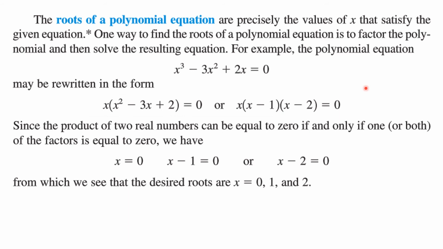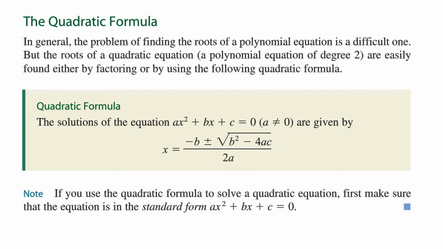For example, here, first thing you do is factor out the common factor, and then you continue factoring. So this will factor into x times x minus 1 times x minus 2. But this can be true only when one of these is equal to 0. So either x is equal to 0, x minus 1 is equal to 0, or x minus 2 is equal to 0. So the desired roots are x equals 0, 1, and 2.